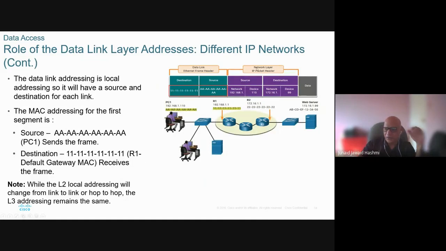So in the different networks, the data link address, as I explained here, they're talking about the same thing. The MAC address changes depending on the router, but on the local area network, it never changes. So remember that the source IP address stays the same. The source MAC address changes when it goes from one router to another router.